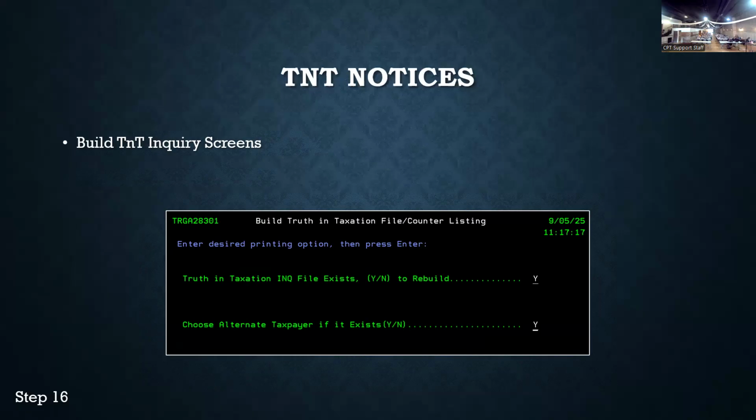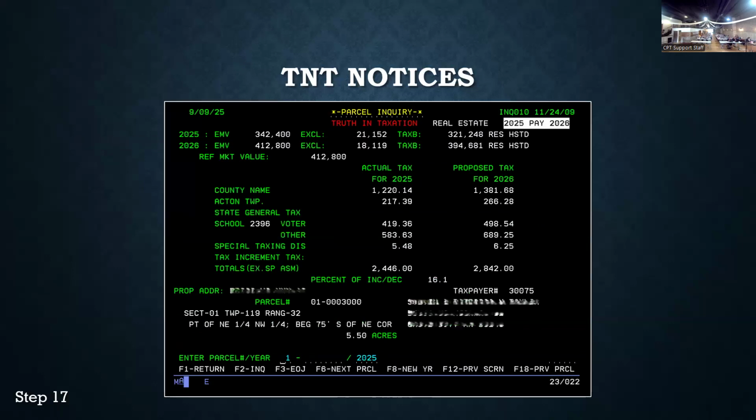Then you're going to build your TNT or your TNT outsource file. The next step is to do your inquiry file. This is going to replace, in the TNT inquiry screen, last year's data with this year's data. Again, you want to answer that alternate taxpayer question the same way. It's this screen. So once you've done this on your inquiry truth and taxation screen, it's going to say pay 25, pay 26. Right now, I'm sure it says 24, pay 25.